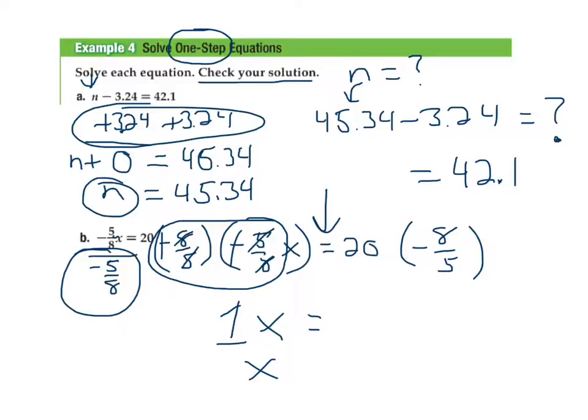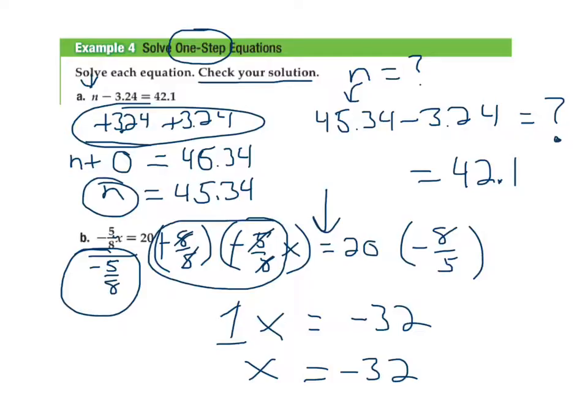Now, 20 times negative 8/5, we can pull out our calculators here to make that easier. That's 20 times negative 8 divided by 5, and we find out that 20 times negative 8/5 is equal to negative 32. And in this case, since we have 1x, which is just x, x is equal to negative 32. And again, we could go back and check our solution, and we can plug into the equation and multiply negative 32 by negative 5/8 and find out that it is in fact equal to 20. This is a correct answer.